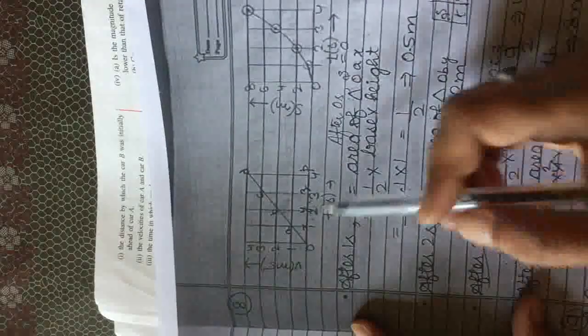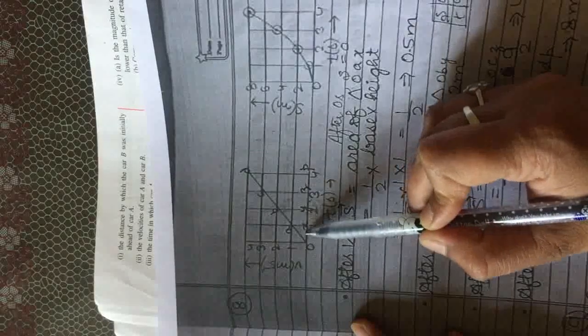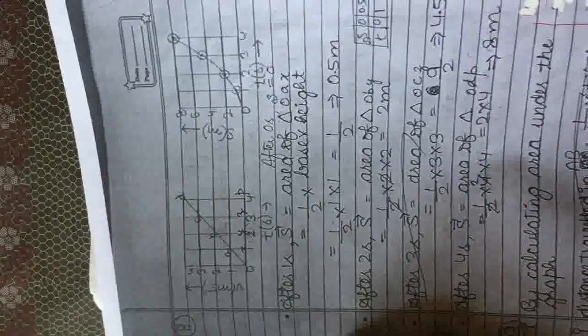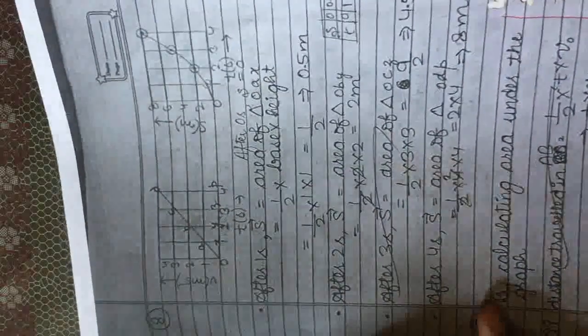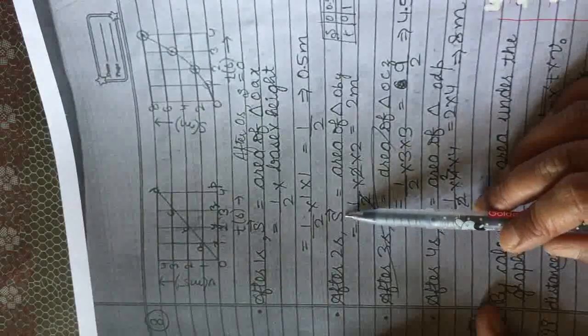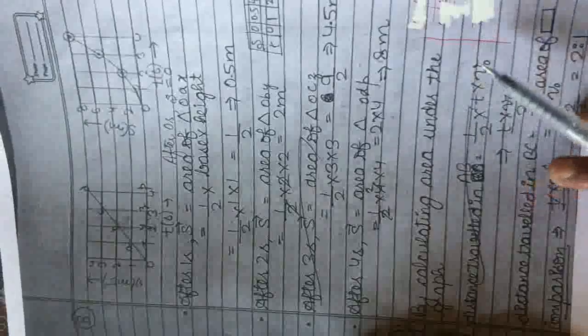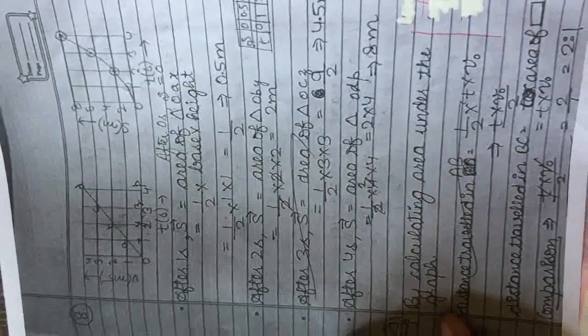So after 1 second, displacement will be area of triangle OAX. So this is the triangle. You can calculate the area of OAX by using the formula half into base into height. We will get the answer. Similarly, we can calculate the displacement after 2 seconds, 3 seconds, 4 seconds. You can see I have calculated over here.